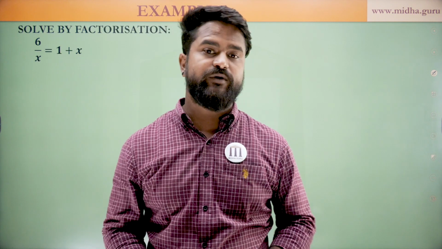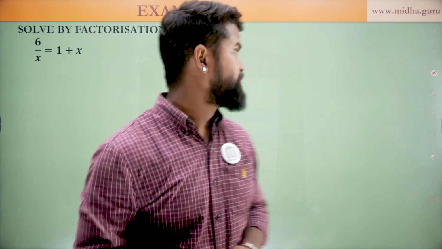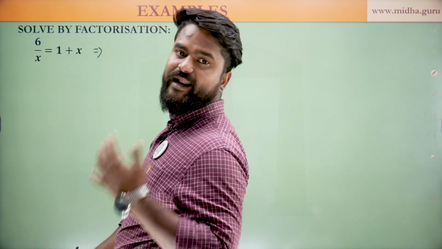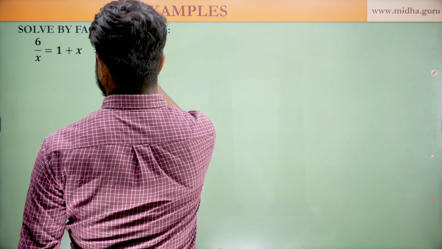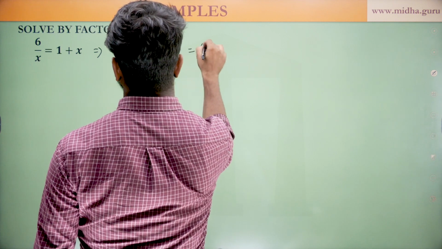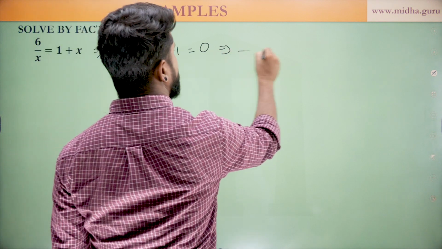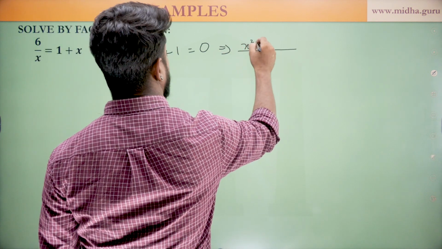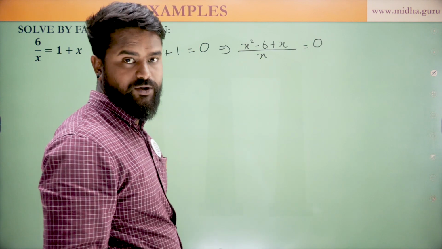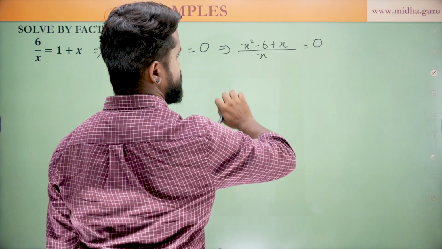As you can see, I have an equation. It says that 6 by x is equal to 1 plus x. First things first, I'll bring all of them to one side so that I can equate the equation to 0. I'll say x minus 6 by x plus 1 is equal to 0. Again, I'll take x as the LCM and I will get x squared minus 6 plus x is equal to 0.